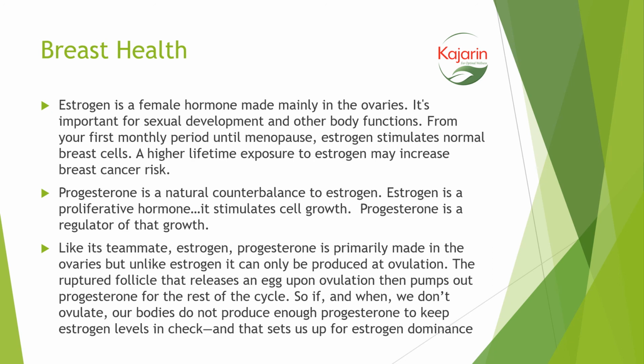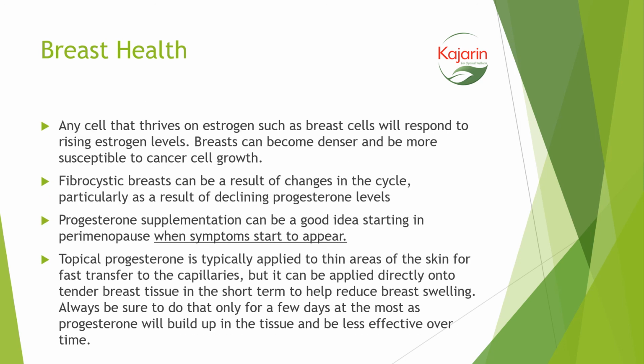So if someone is no longer ovulating on a regular basis, maybe they begin to miss one cycle out of another, or if they do have a polycystic ovarian syndrome situation where they're just not ovulating on a regular basis, they're still producing the estrogen, but not matching that with progesterone. So we are setting ourselves up for estrogen dominance in that situation. And so any cell that thrives on estrogen, such as breast cells, will respond to these rising estrogen levels. Breast tissue can become denser and be more susceptible to cell cancer growth.